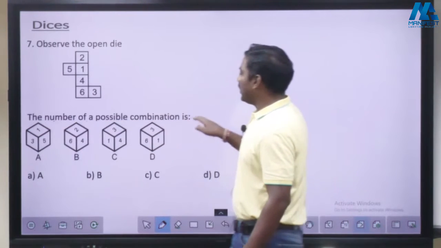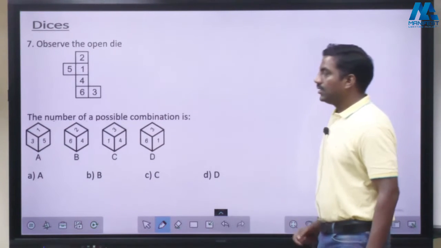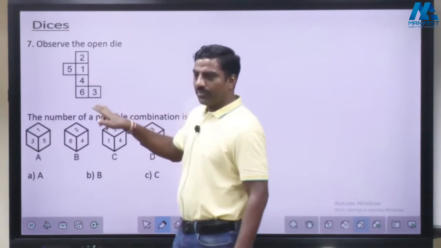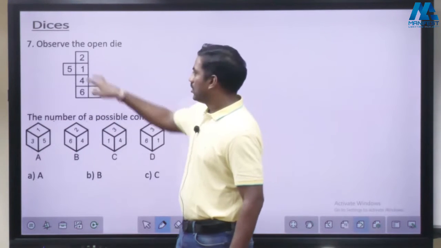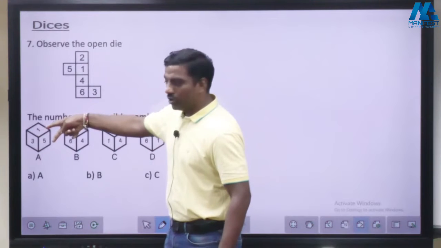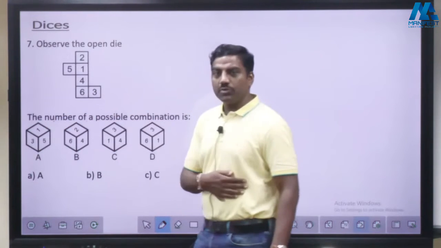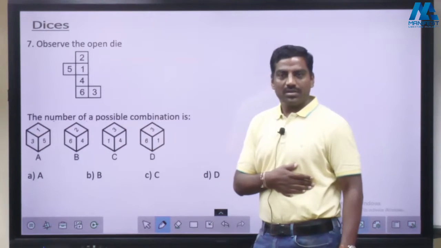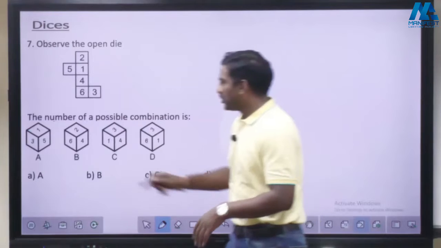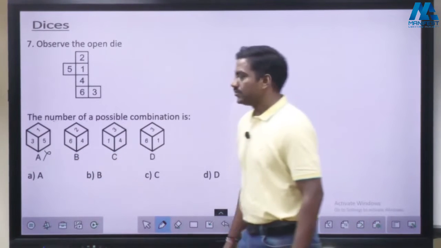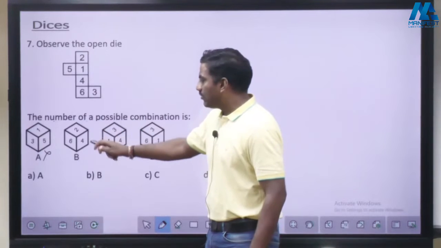Now they are asking the number of possible combinations. Think of 1 and 5. They are adjacent. Here also they are adjacent. Think of 5 and 3. They should be opposite, right? Yes or no? 5 and 3 have to be opposite. So can we conclude this? No. 2 and 4 are opposite. So can we have them adjacent?